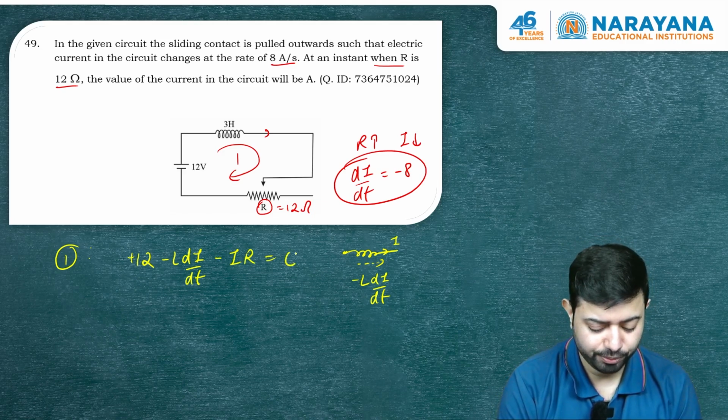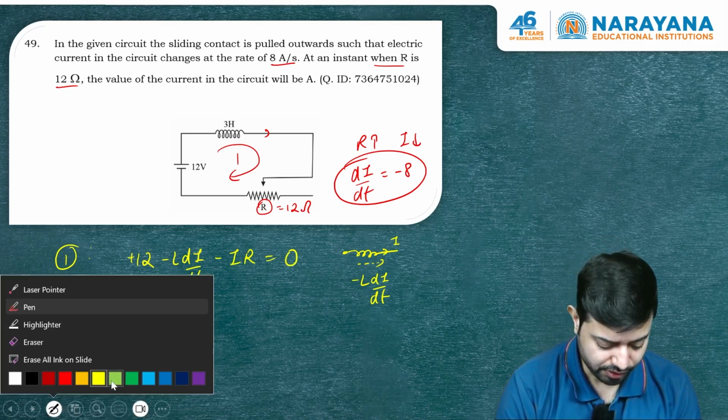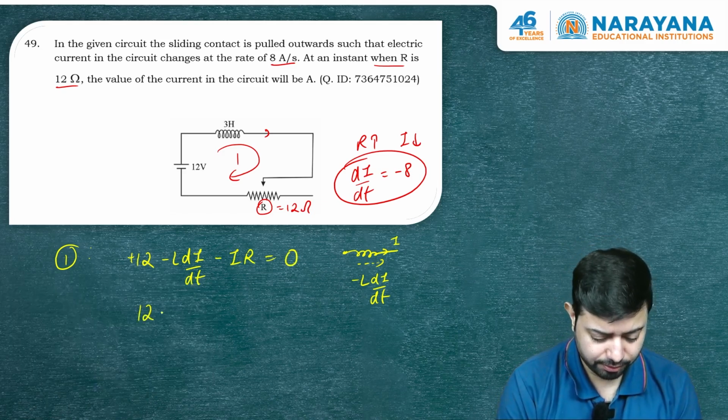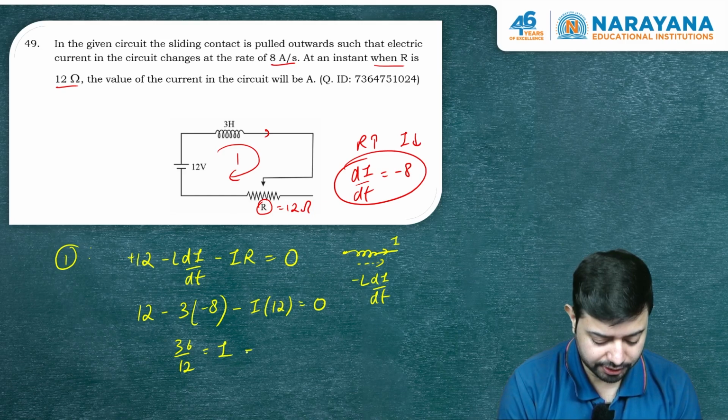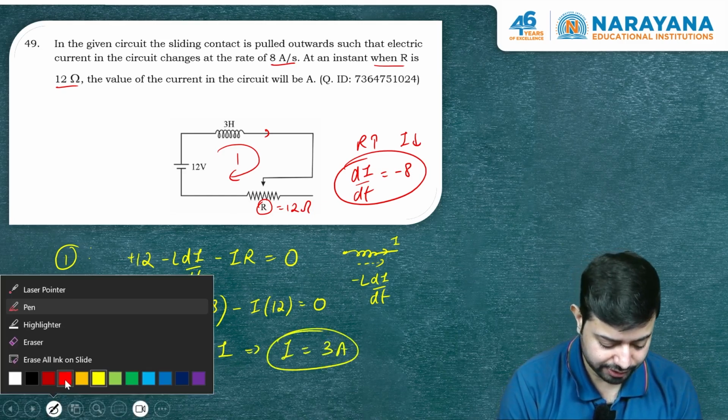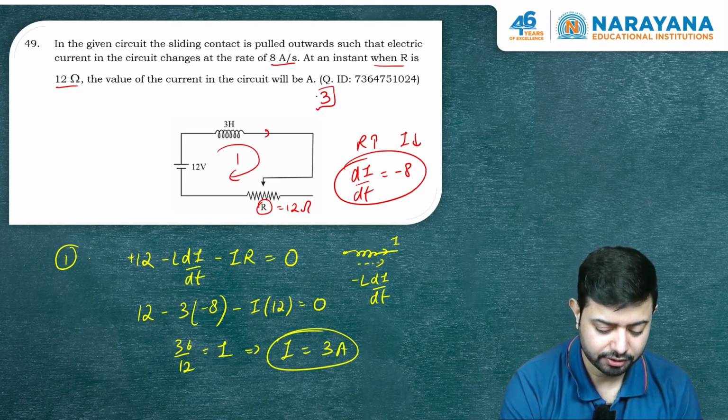This will end up the loop, this will be 0. So what happens here? 12 minus 3 into di by dt minus 8 minus I into 12 equal to 0. So this is going to be 24 plus 12, 36. 36 by 12 is my current. Current is going to be 3 ampere. So that's my answer for it. As an integer, it's going to be 3.